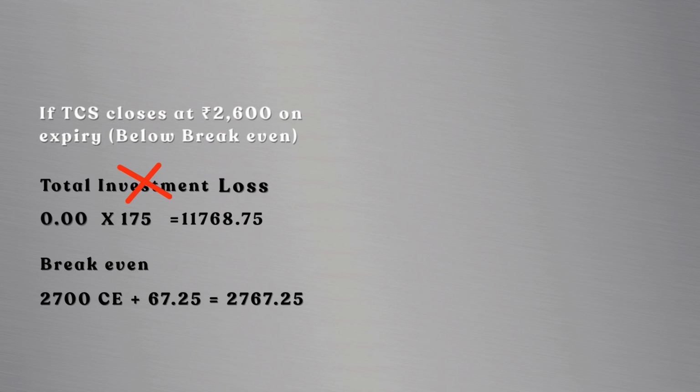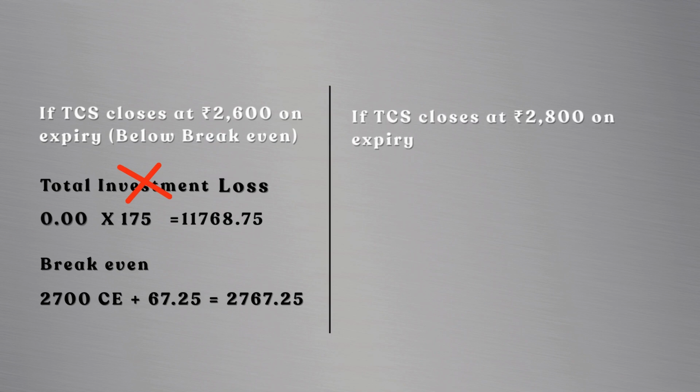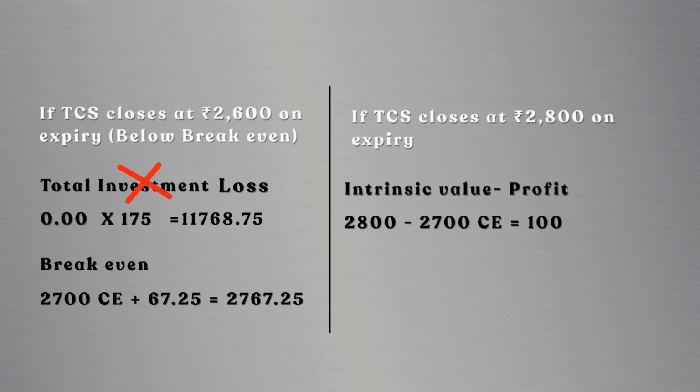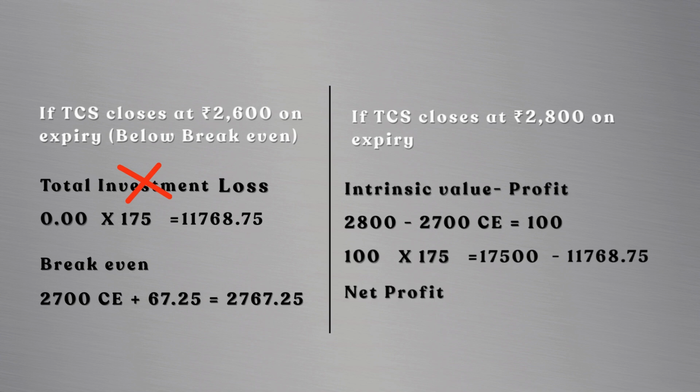If TCS closes at 2,800 rupees on expiry, the option will have intrinsic value. The price advantage is 100 rupees per share. Across 175 shares, that gives a total value of 17,500 rupees. After deducting your initial investment of 11,768 rupees and 75 paise from 17,500 rupees, your net profit comes to 5,731 rupees and 25 paise.